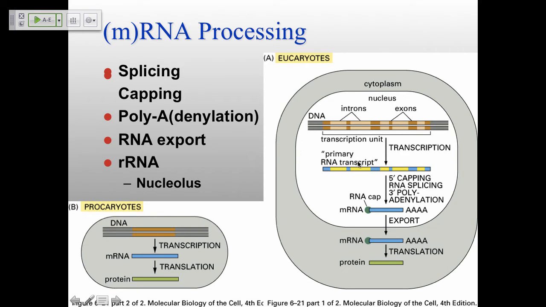And then you have all of this processing, capping, splicing, polyadenylation. All of this happens still inside the nucleus. Once all of this has happened, then you have export, and then this messenger RNA is translated into protein. So you go from a pretty big transcript down to your final transcript, and that actually gets made.